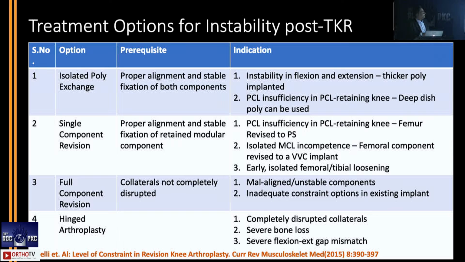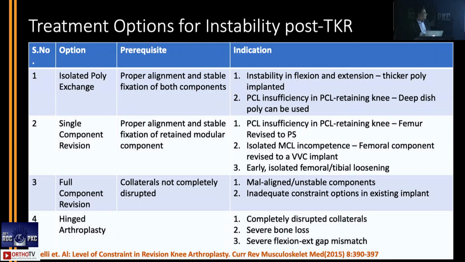Next, single component revision. What is the prerequisite? Proper alignment and stable fixation of the retained modular component should be there. And these are the indications, which are very self-explanatory. Now let us go to the full component revision. Again, collaterals not completely disrupted, underline. And the indications are malaligned, unstable components, and inadequate constraint of the existing implant.